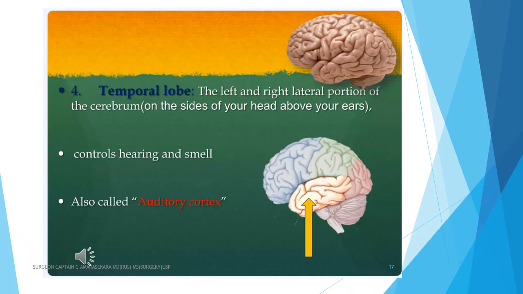This lobe is the brain's auditory and memory center, responsible for hearing via the primary auditory cortex in the superior temporal gyrus, smell through olfactory pathways that project to the uncus and amygdala, language comprehension in Wernicke's area, especially in the dominant hemisphere, memory consolidation via the hippocampus, and emotional processing through the amygdala.